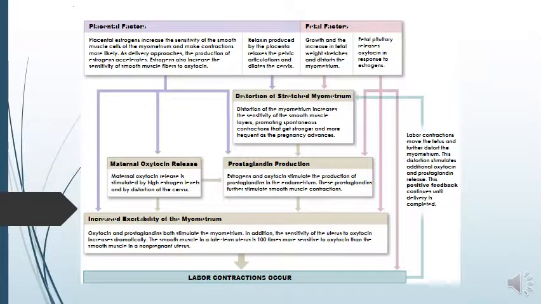This slide is showing you the factors involved in the initiation of labor and delivery. You can see here at the top there are the placental factors. The estrogens increase the sensitivity of the smooth muscle cells of the myometrium, and they make contractions more likely. Also, estrogens increase the sensitivity of the smooth muscle fibers to oxytocin. If you look over this chart, you can see that the fetal pituitary, actually the posterior pituitary, releases oxytocin in response to estrogens. And then this sets in motion the whole labor contractions.